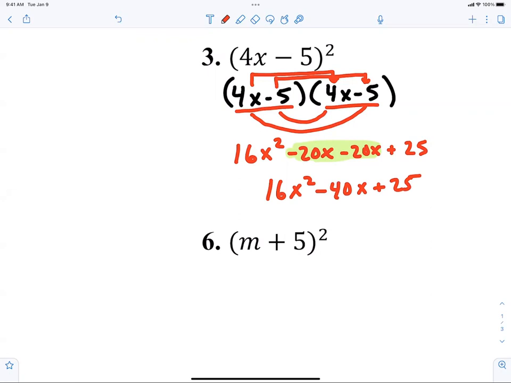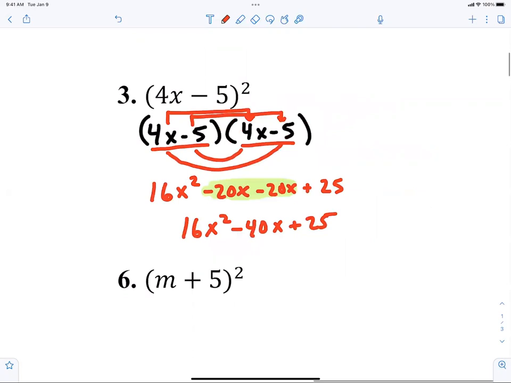Jackson, you all caught up now? What? I didn't know if it's perfect square though. Okay. Sit up and listen.